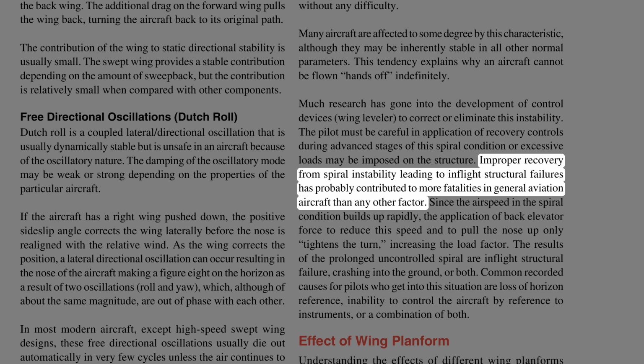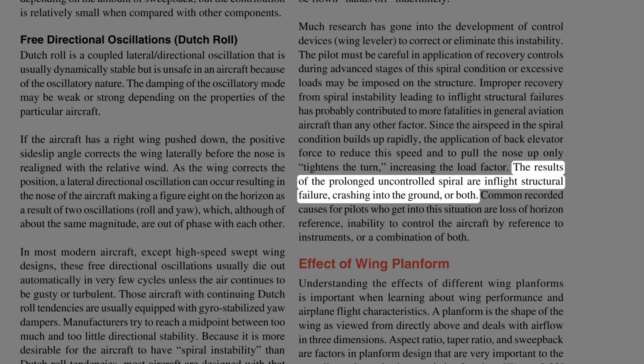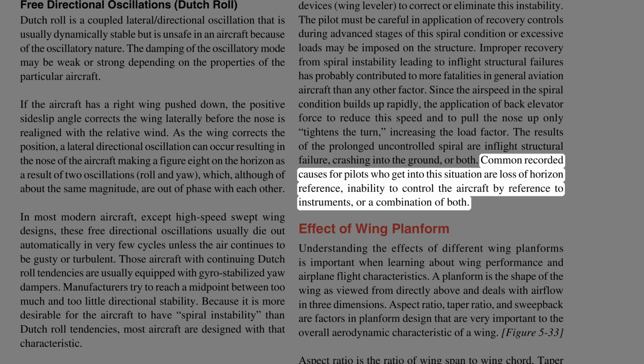Improper recovery from spiral instability leading to in-flight structural failures has probably contributed to more fatalities in general aviation aircraft than any other factor. Since the airspeed in the spiral condition builds up rapidly, the application of back elevator force to reduce this speed and to pull the nose up only tightens the turn, increasing the load factor. The results of the prolonged uncontrolled spiral are in-flight structural failure, crashing into the ground, or both. Common recorded causes for pilots who get into this situation are loss of horizon reference, inability to control the aircraft by reference to instruments, or a combination of both.